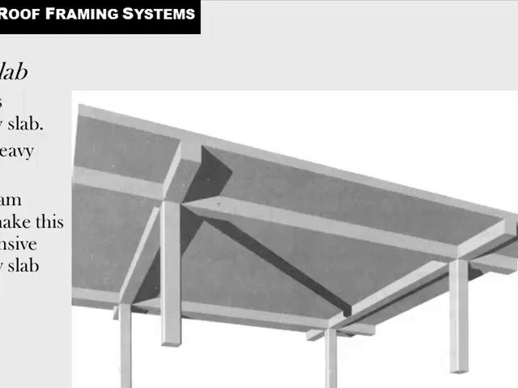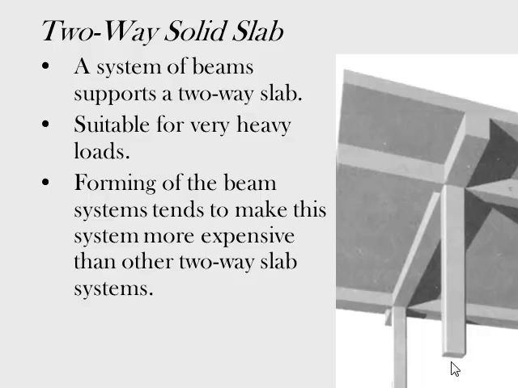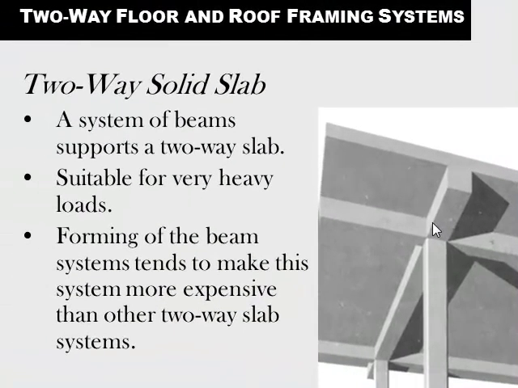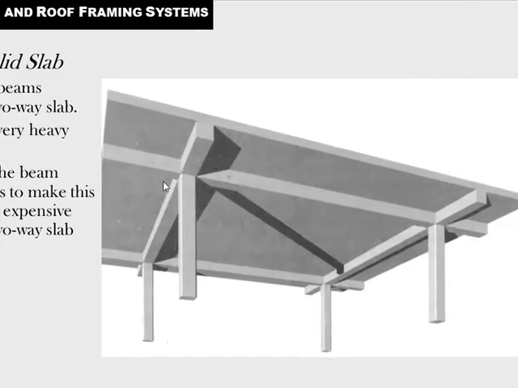Here's an example of a two-way solid slab. So you have the columns, and then you got a system of beams resting on the columns, and then you have the slab on top of that. This is very suitable for heavy loads. For instance, parking garages use this system a lot.